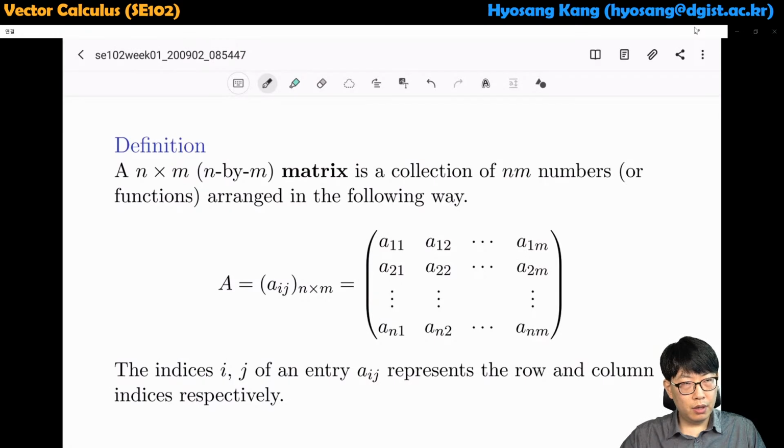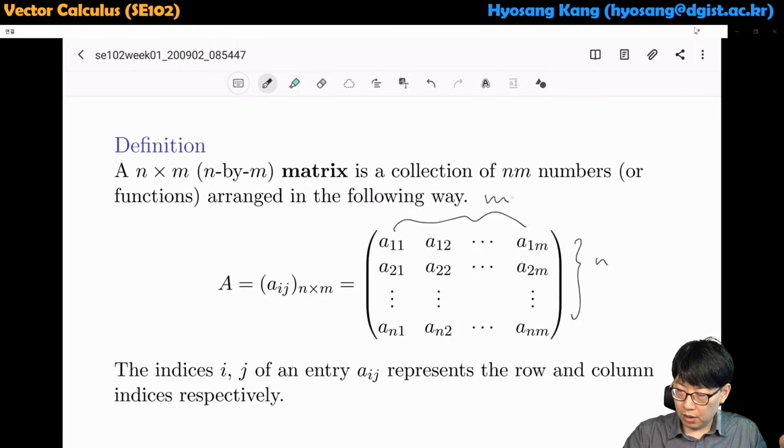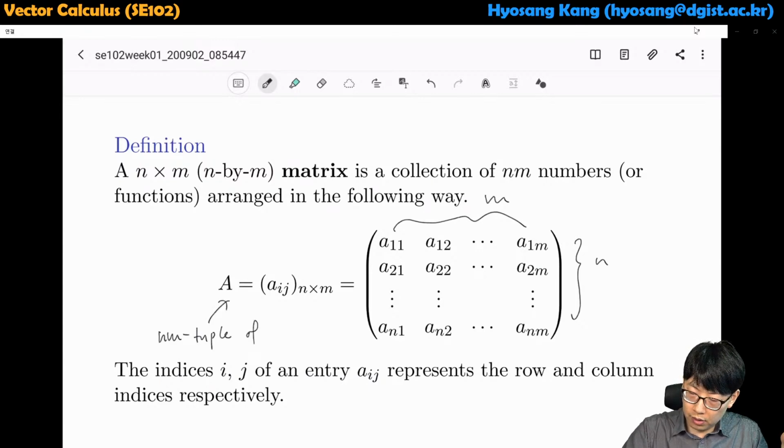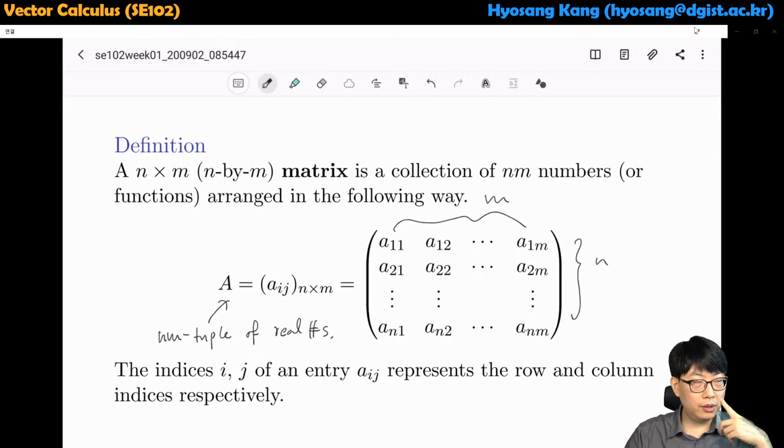Now, the matrix here could be considered as a vector, because when we say vector, a vector is nothing but an n-tuple of numbers. Here we have an nm-tuple of numbers. So n is the number of rows and m is the number of columns. So here we have n rows and m columns, so we have an nm-tuple of real numbers. So you can consider this as a vector too.